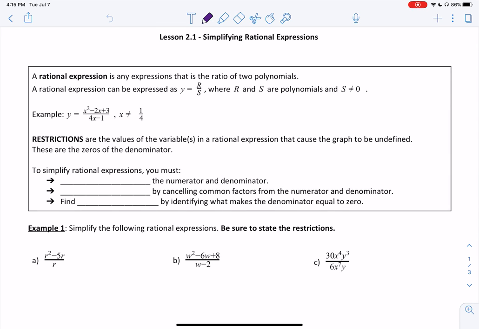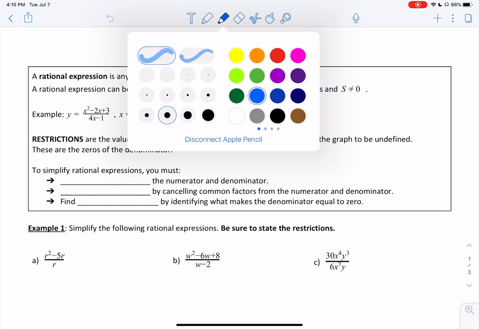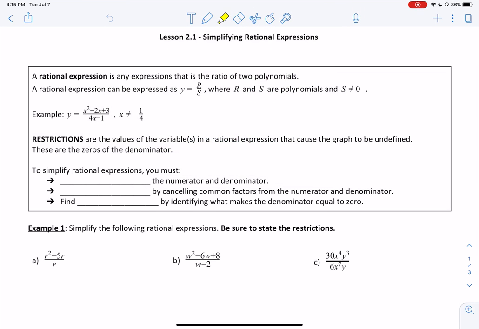For this lesson, we're going to be looking at simplifying rational expressions. So to start, let's go over what a rational expression is. A rational expression is any expression that is a ratio of two polynomials. What I mean by that is it's an expression that is expressed as y equals r over s, where r and s are both polynomials and s cannot equal 0, right? Because we can't divide by 0 and it would make the whole thing undefined.